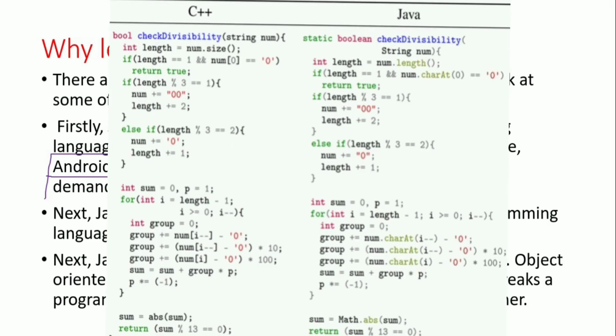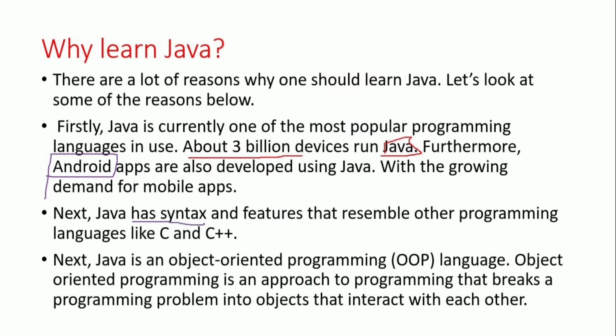Reason number 2 is that if you are a C and C++ learner, then the syntax of Java resembles C and C++. When we write our first program in Java, you would recall that this is the same as we used to write the code in C and C++.